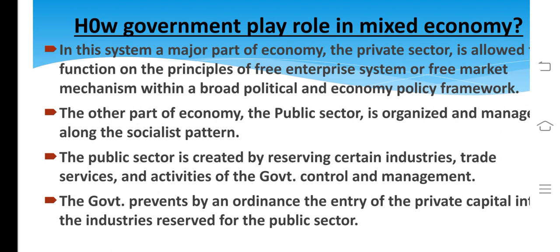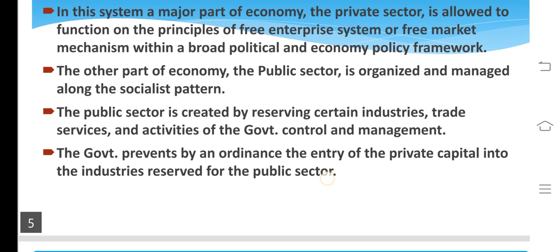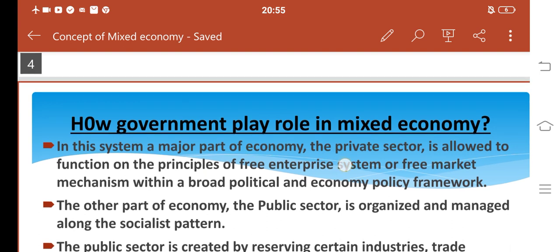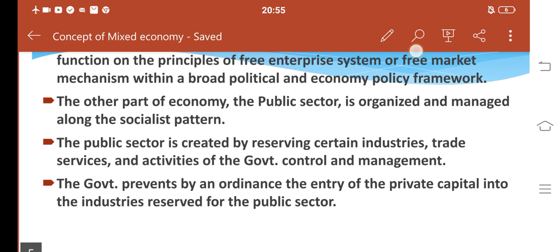Now, how does the government play a role in a mixed economy? In this system, a major part of the economy, like the private sector, is allowed to function on the principles of the free enterprise system or free market mechanism within a broad political and economic policy framework. It means some policies and frameworks are provided to the private sector by the government, and the other part of the economy, the public sector, is organized and managed along the socialist pattern. Okay, the public sector is created by reserving certain industries, trade, services, and activities for government control and management.